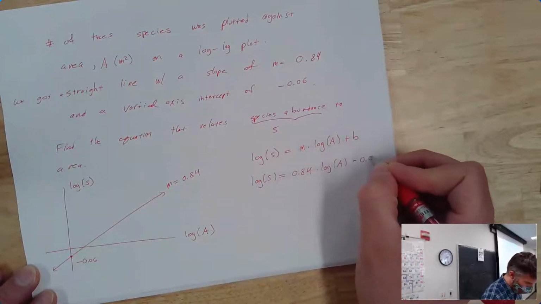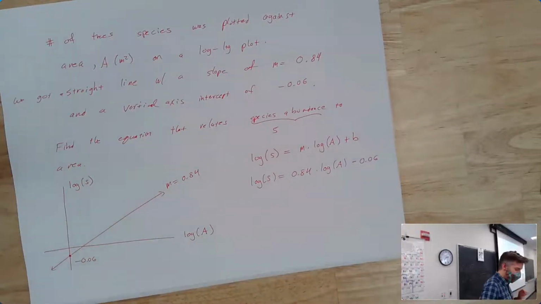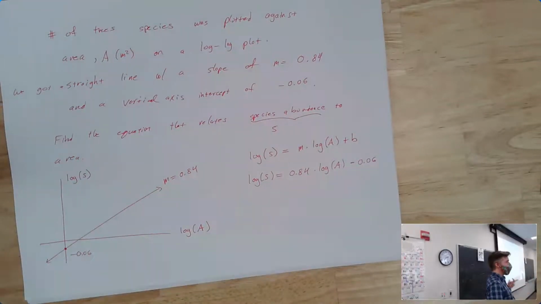minus 0.06. I do want to emphasize slightly the difference between this problem and the previous one. In the previous problem, they told us we had this many squirrels at time equals 0. We had 60 squirrels at time equals 0. Here, they're not telling us that we have negative 0.06 species at 0 acres. They're telling us that we just have an intercept of negative 0.06.